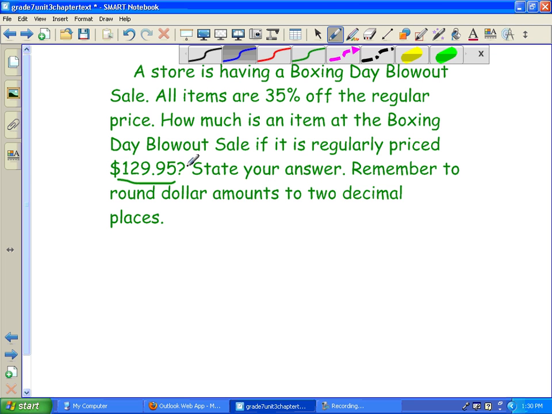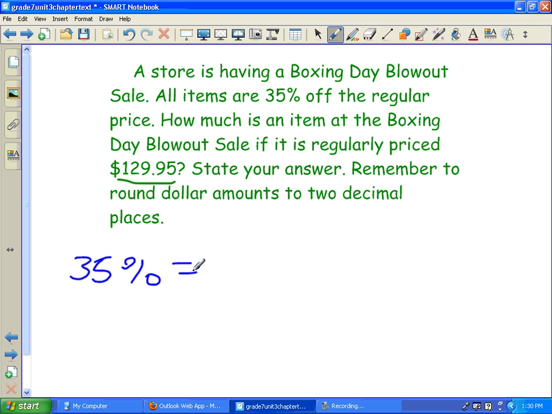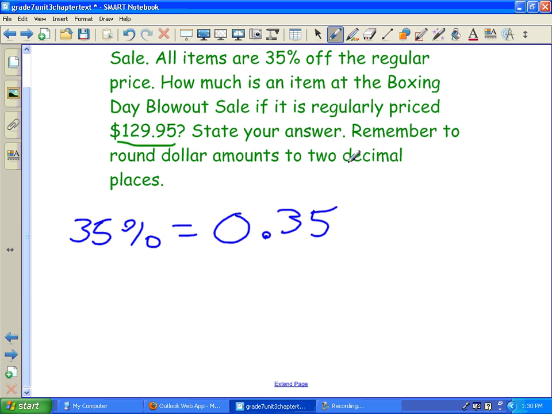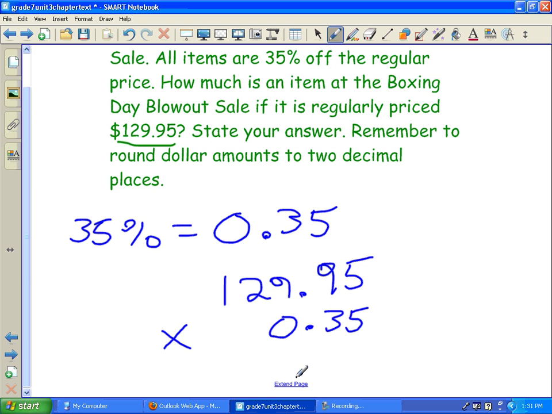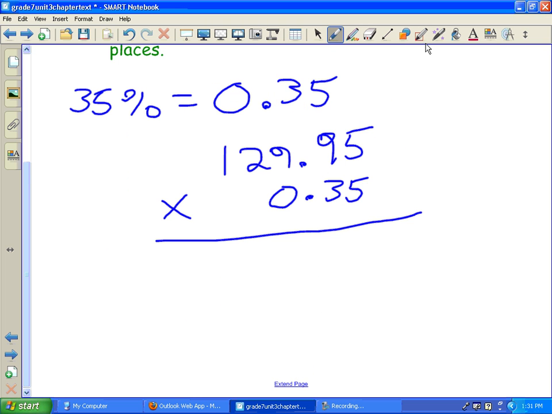So let's do it. We've got 35%. So let's change 35% to a decimal, and the answer is 0.35. So we want to find out what 35% off of this is. So let's take our $129.95 and find out what 35% of it is, 0.35. Now all we have left to do is multiply it together and we should get our answer.